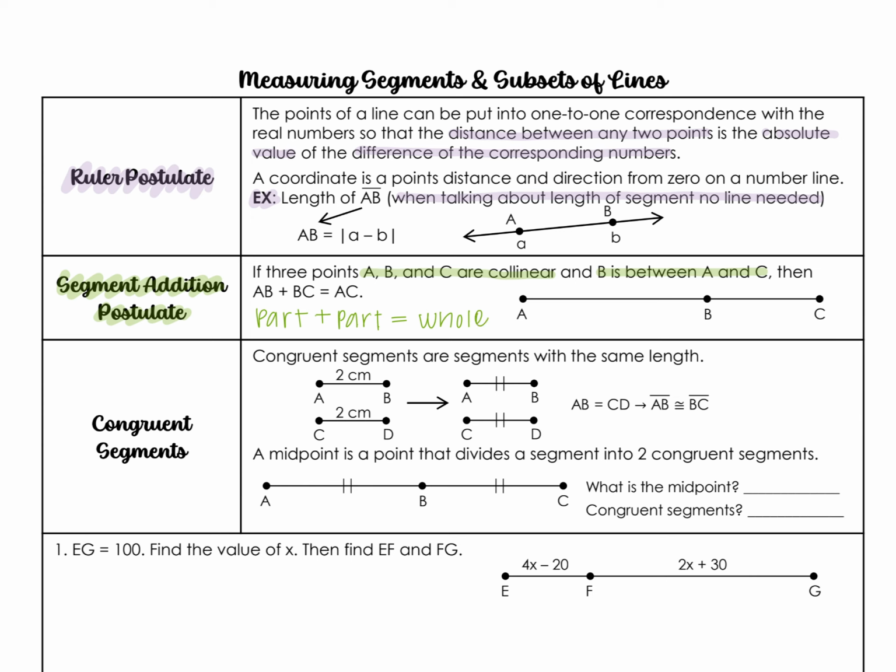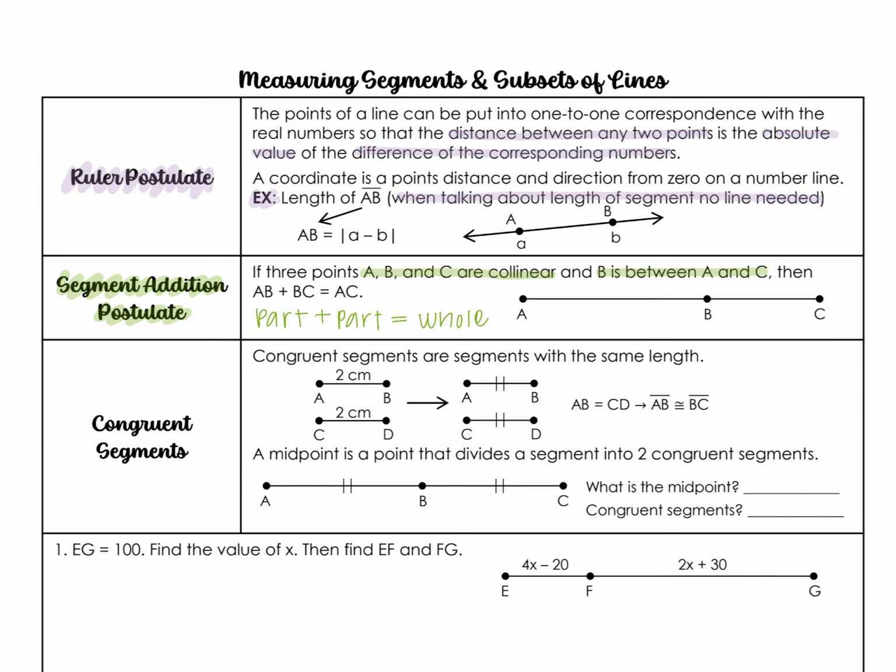All right, moving on to number 2. So for number 2, we have if AB equals 25. Okay, so just drawing out that the whole line is 25. I want to find the value of x and then find AN and NB. Okay, so then I'll just plug it in.